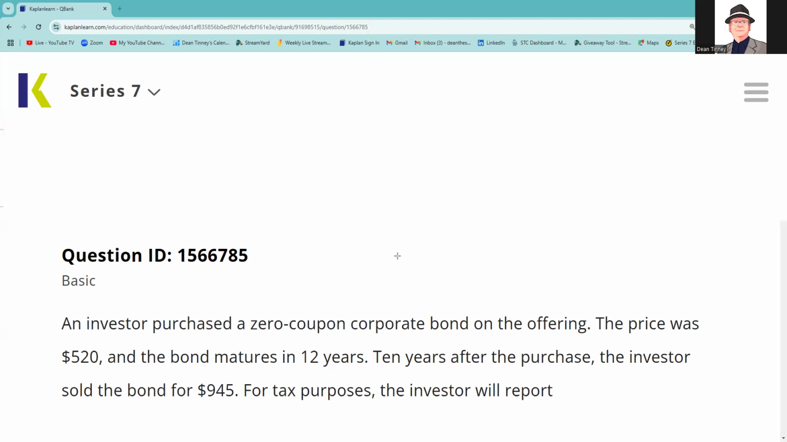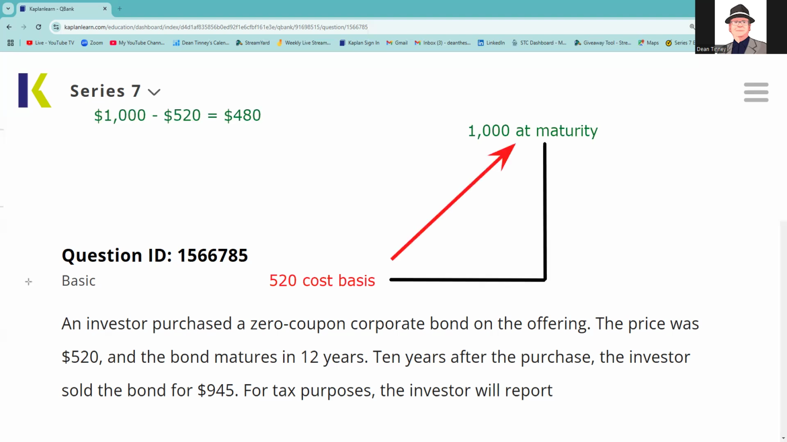All right, back to this question. The price was 520. The bond matures in 12 years. So our 520 is our cost basis, and when it matures in 12 years, I would get $1,000 if I held it to maturity. So if I hold this bond to maturity, I'm going to be making 480 over the life, right? I paid 520, I get back 1,000, that's 480.